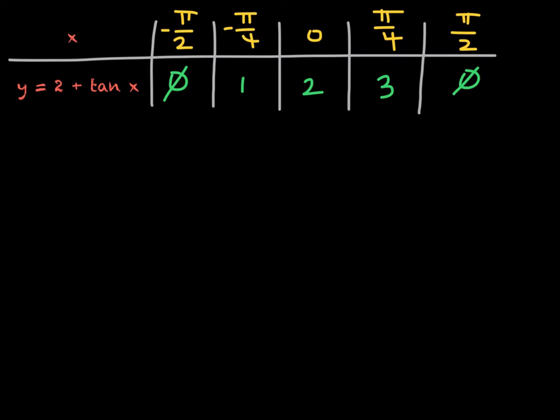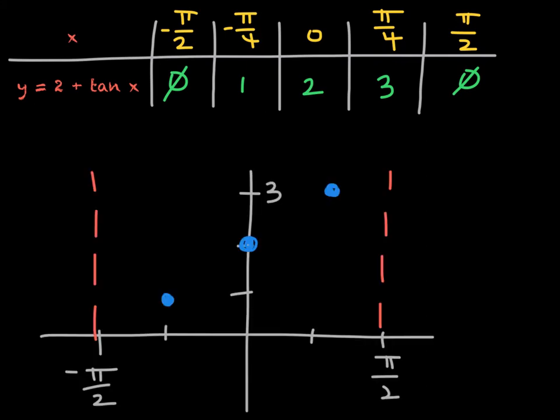Let's go ahead and plot this. So here we have (0, 2). Here we have (pi over 4, 3). And here we have (negative pi over 4, positive 1). So when we graph this curve, it looks something like this, which is just like the regular tangent curve, but just moved up 2 units. So two units higher. Cool deal.